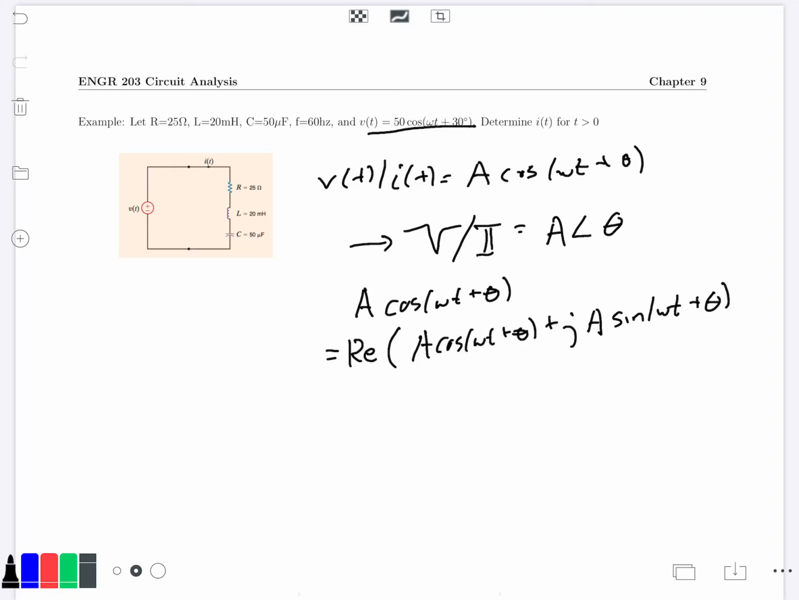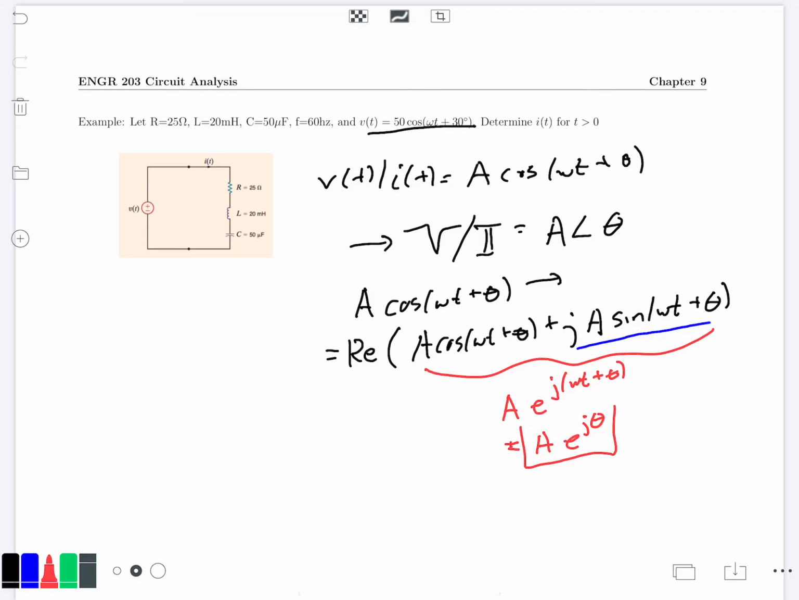So what we're basically doing is complexifying, or anti-realifying, whatever you want to call it. We're adding on this other term with sine, with this j, and when you combine them together by Euler's identity, this becomes A e to the j(omega t plus theta). Then we essentially leave the omega t out of it. We have this being the coefficient and e to the j omega t being the function. This part here is the phasor version of the voltage. So that's how we're going to convert it.